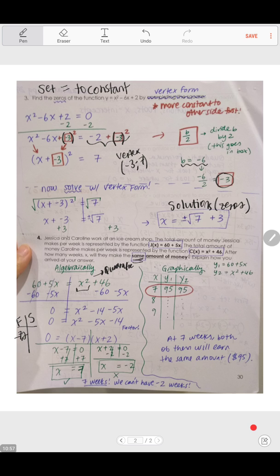Graphically, you look at the table, and we see that when we type both functions into the y equals, and we look at the table, at x equals 7, they have the same y values, which means at 7 weeks, both of them will earn the same amount, $95.